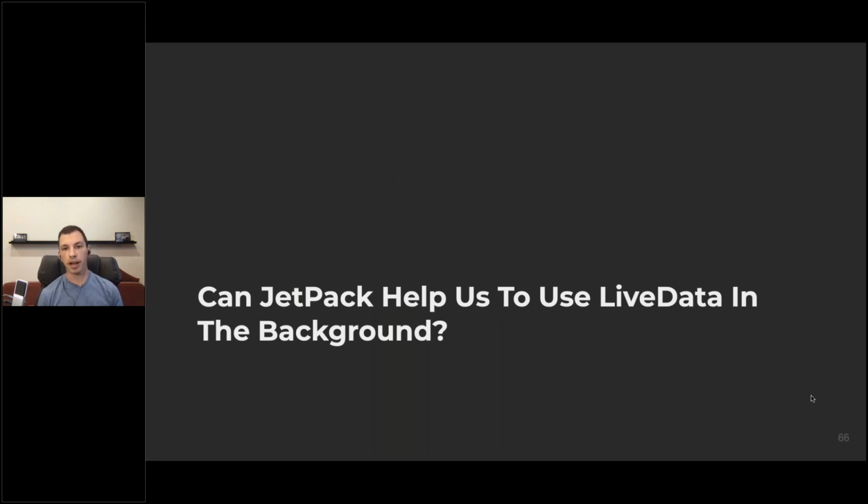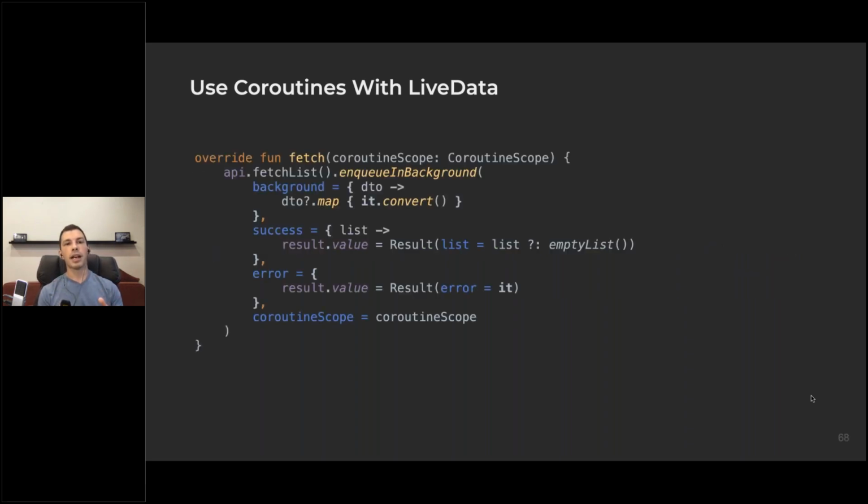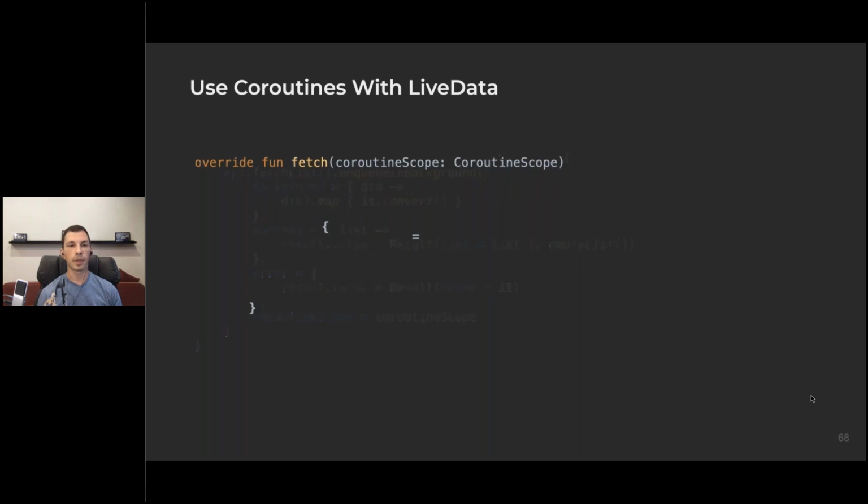Yeah, fortunately, Jetpack provides us a better solution, and this is coroutines live data. We can use this dependency in your Gradle file to include this library. Here is our previous code from the callback world with a list of callbacks and the custom extension method, and how we can rewrite it with coroutines live data.